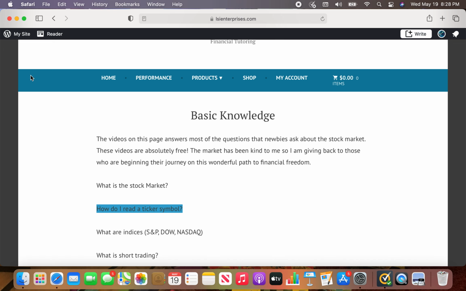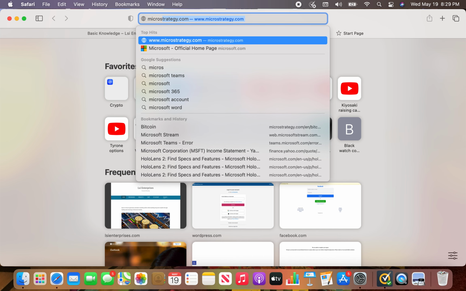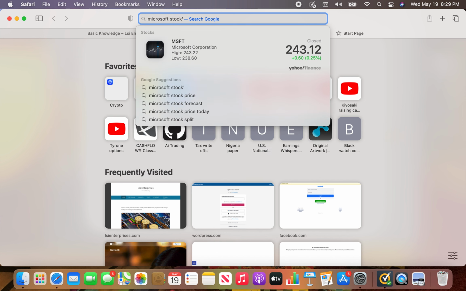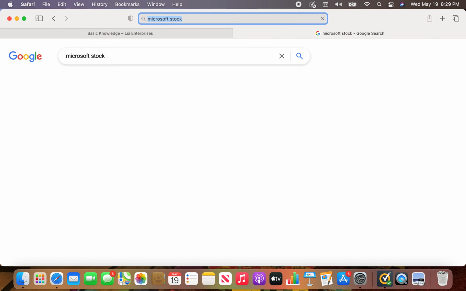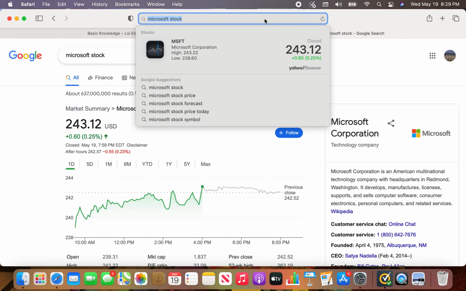For example, let's say I want to look at Microsoft stock. All right, so if I pull this up, the Google thing comes up. The ticker symbol for Microsoft is MSFT, right here. Boom, MSFT. That's a short way of saying Microsoft. That way you can be more efficient and give out a lot of information without having so many words take up space.